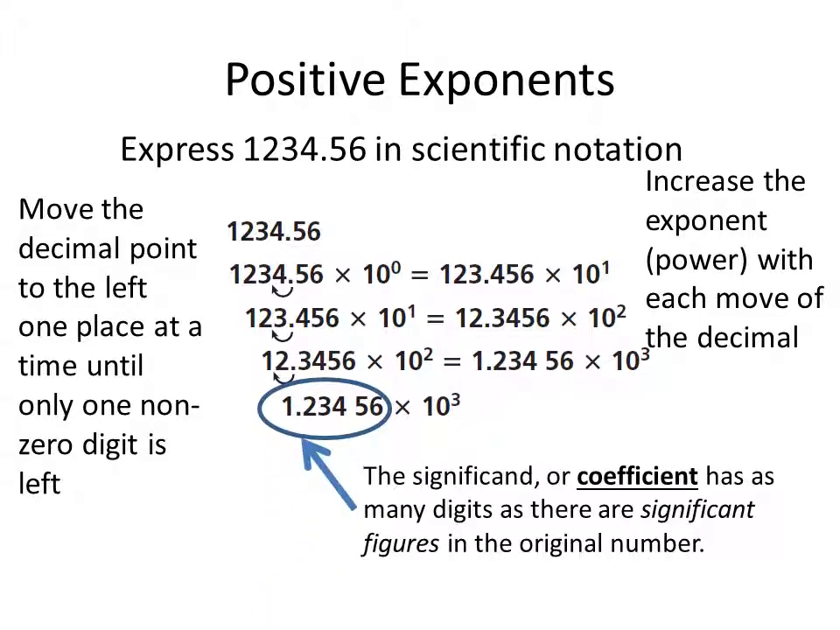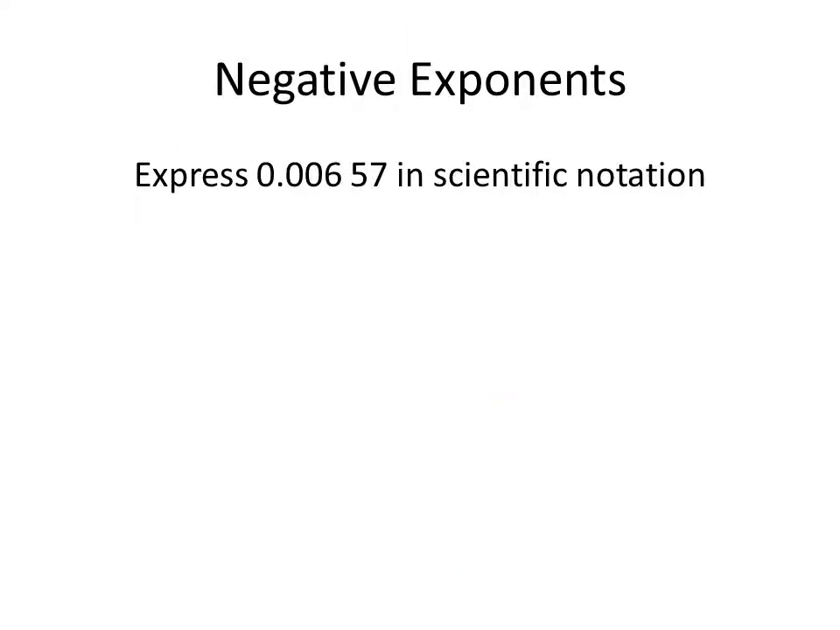Note that all of the significant figures from the original number are preserved in the scientific notation. So this number has 6 significant figures, and there are 6 here, 1 to the left and the other 5 to the right of the decimal point. If you have a number that is less than 1, and you have to express that in scientific notation, you'll end up with a negative exponent.